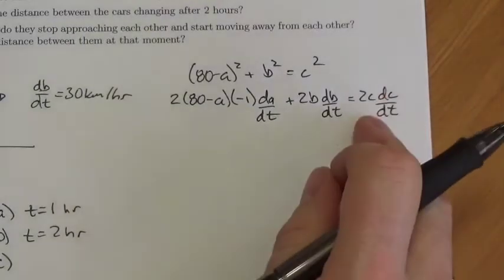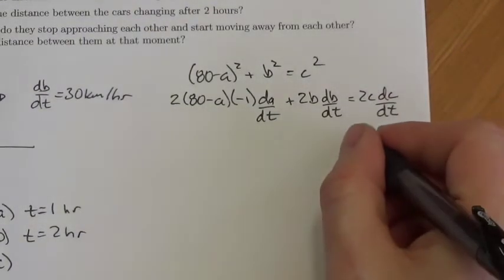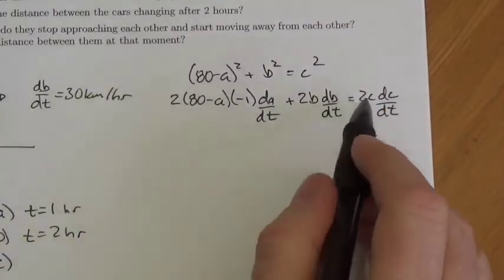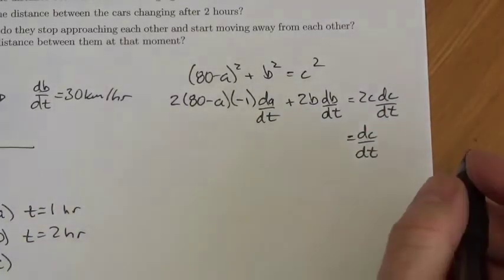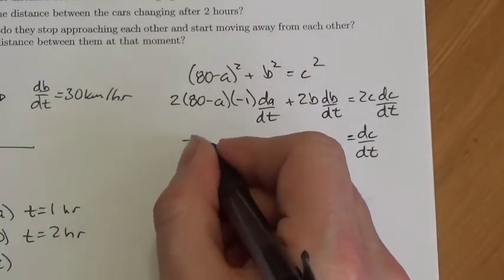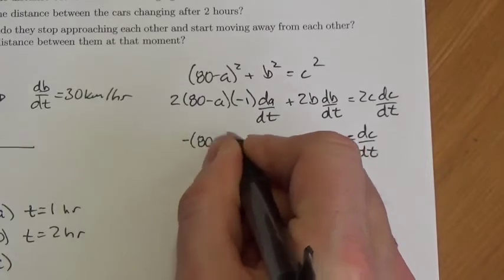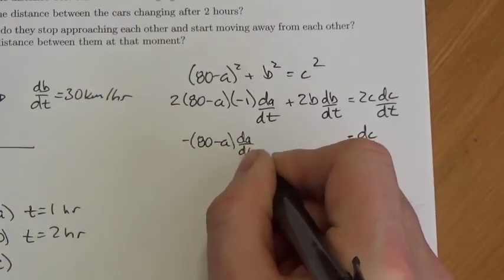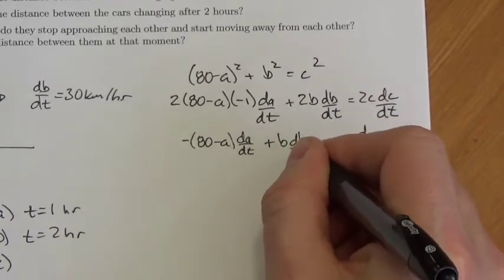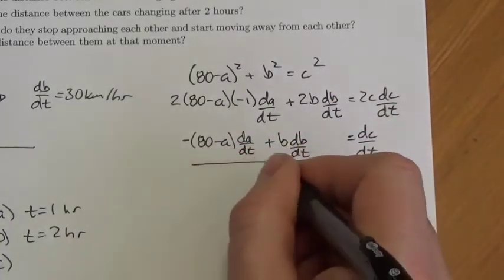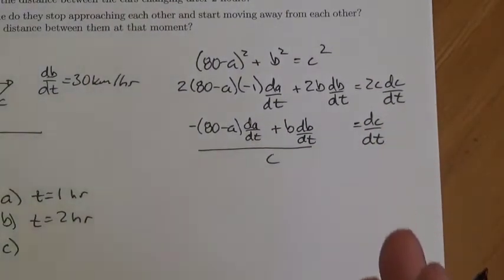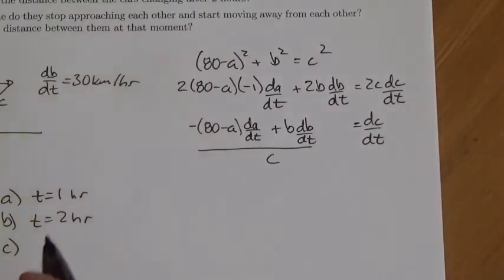I am looking for dC by dt. So I'm going to divide everything through here by this 2C. Now, all of the 2s will cancel, and I'm going to be left with negative (80 minus A) dA by dt plus B dB by dt, all over C. Well, now I've got everything I need. I've got to fill it in.